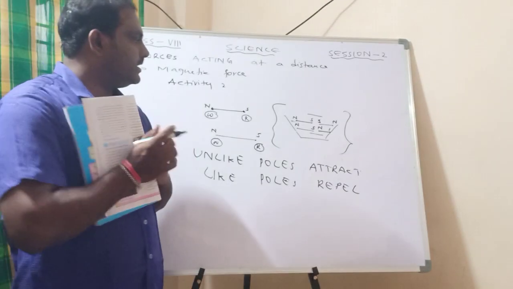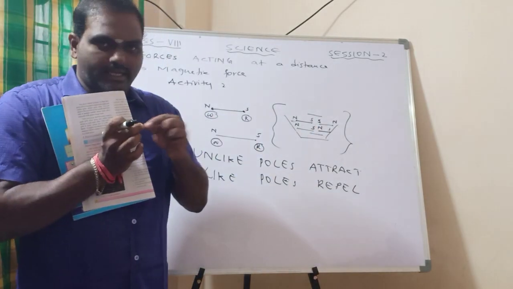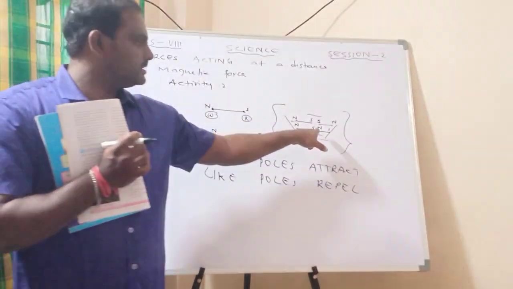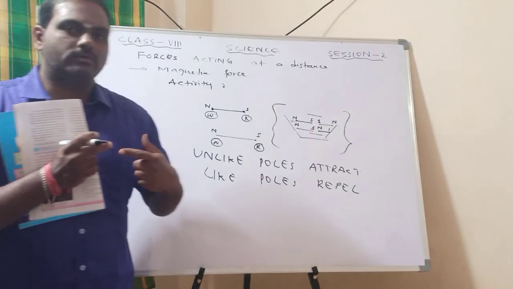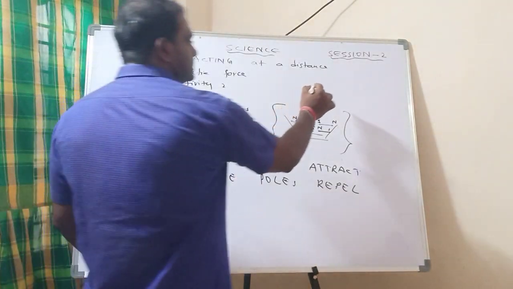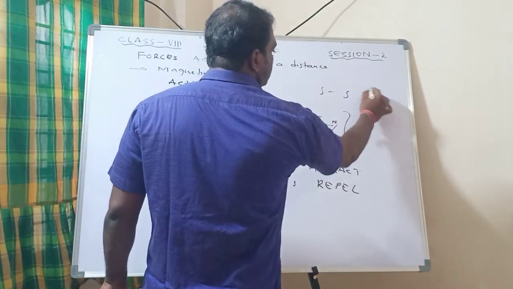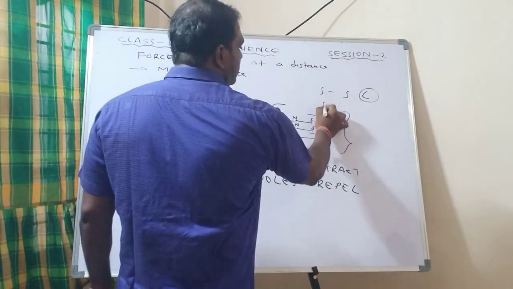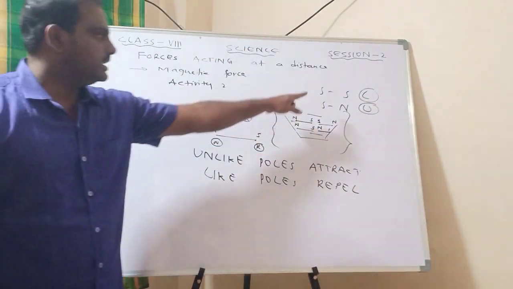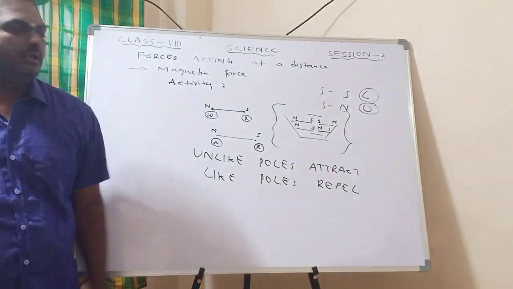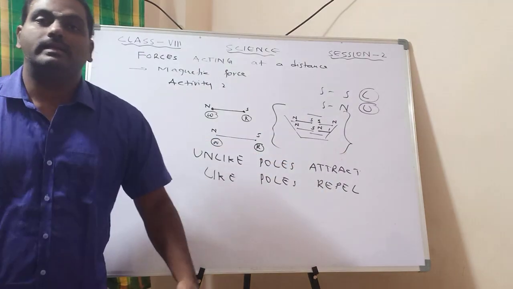Attract means whenever you get this one, they will try to come near. That means south towards north. And whenever this one, south to south, that is like poles. So south pole and south pole are called like poles. South pole and north pole are called unlike poles. So whenever you get this one, it will repel, and this one it will attract.